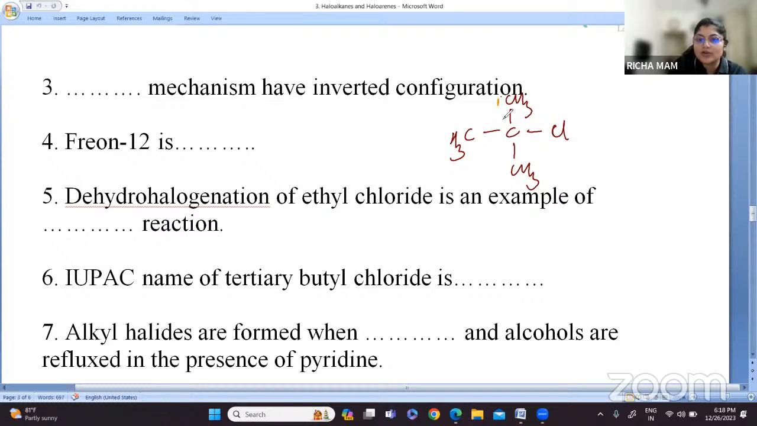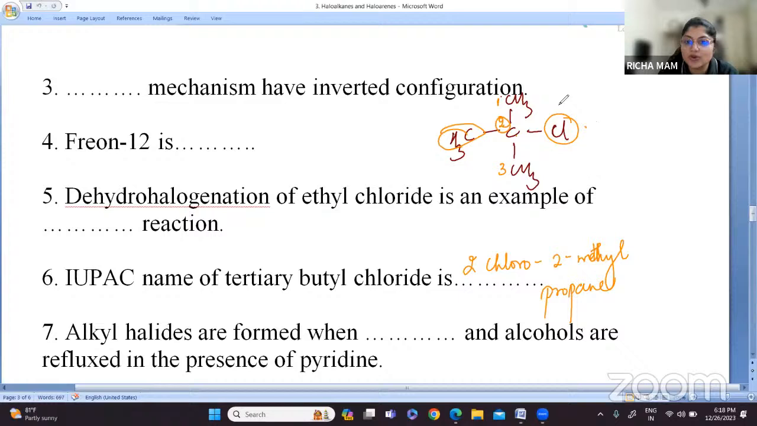IUPAC is very important. If I give the numbering like this, 1, 2, and 3, what will it be? 2-chloro, 2-methyl propane. Yes, Netravati has answered it right. At 2 position you have chloro, at 2 position you have methyl. So 2-chloro, 2-methyl, because chloro comes first, C comes first, and then comes M. And 3 carbon atoms as the parent chain. So it is 2-chloro, 2-methyl propane. Fine.